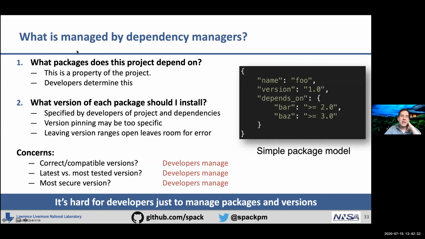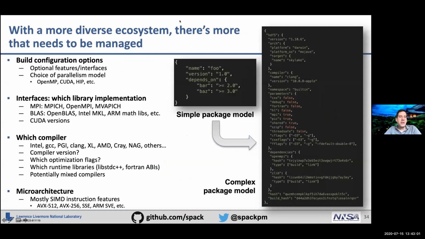If you think about what is managed by most dependency managers, it is something like the name of the package and the version, and maybe some dependency constraints like this, where foo depends on bar at greater than or equal to 2.0, and baz depends on baz greater than 3.0. But the package model is pretty simple. It's just a name and a version, maybe some features for systems like cargo, but it's not a lot of detail. In Spack, we're solving for a lot more stuff. So this is a typical package manager.